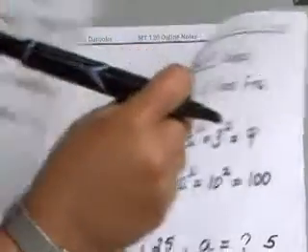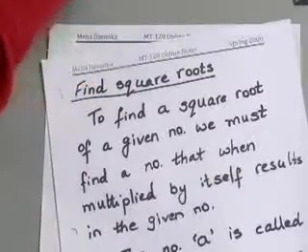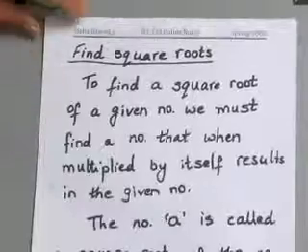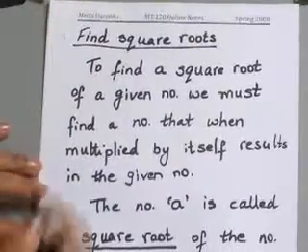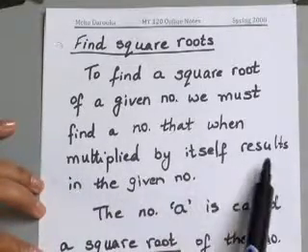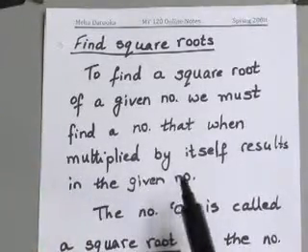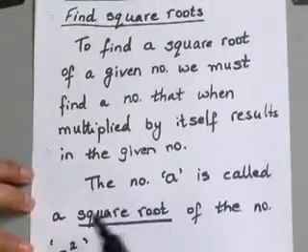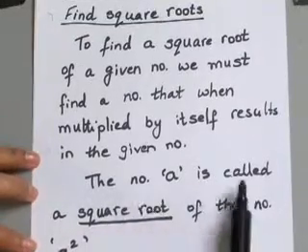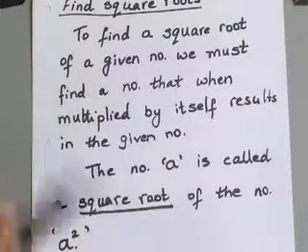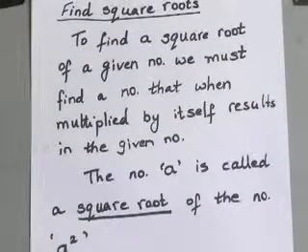All right, so let's talk about how to find square roots. When you're trying to find a square root of a given number, the first thing you have to do is find a number that, when multiplied by itself, results in the given number, just like I was showing you in that example earlier. To give you a definition, we would say the number a is called a square root of the number a squared.